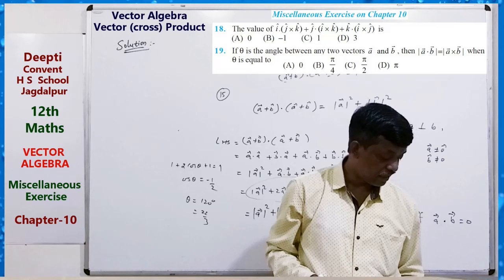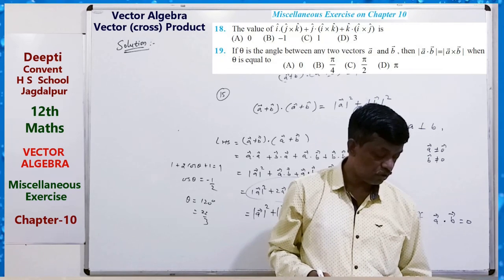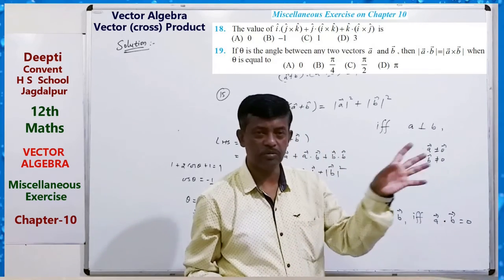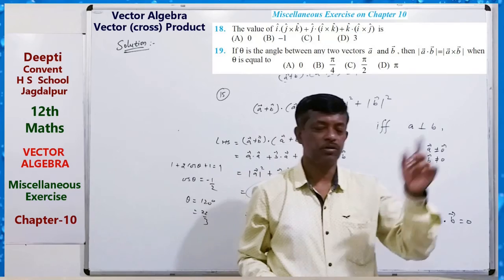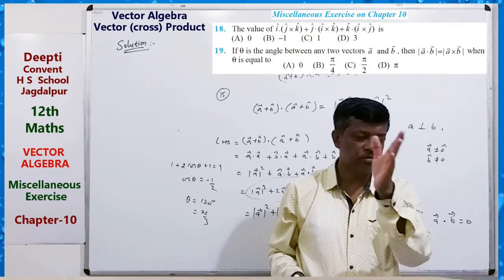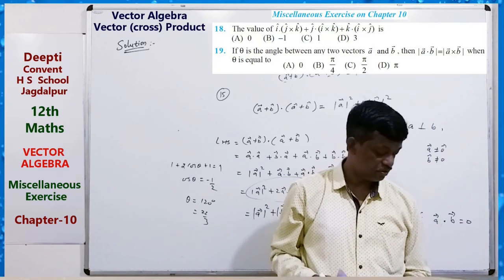And 19. If theta is the angle between any two vectors A and B, and |A dot B| equals |A cross B|, then on both sides just write the formula: |A||B| cos theta equals |A||B| sin theta, so sin theta by cos theta, tan theta, equals 1. So theta equals pi by 4. So the answer is pi by 4, option B.